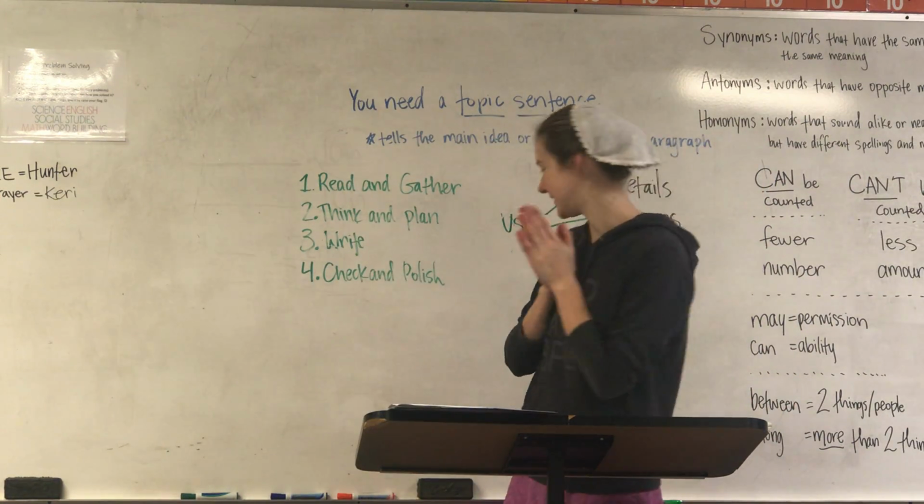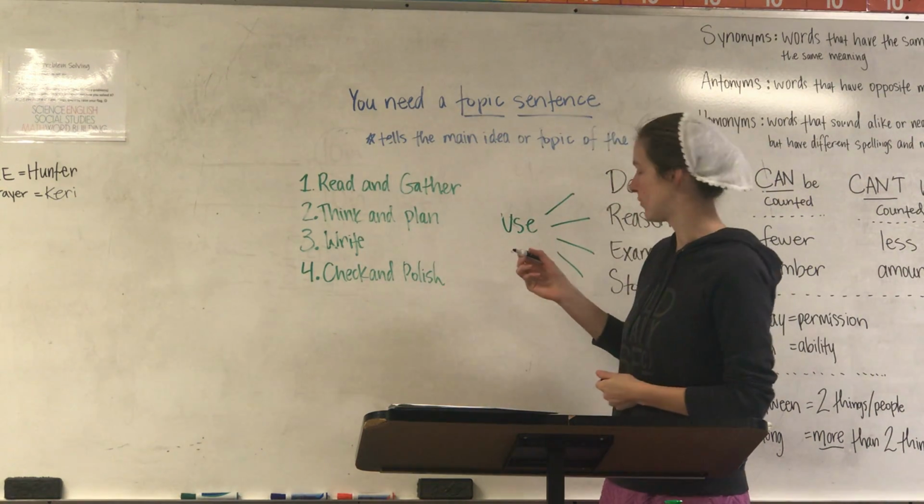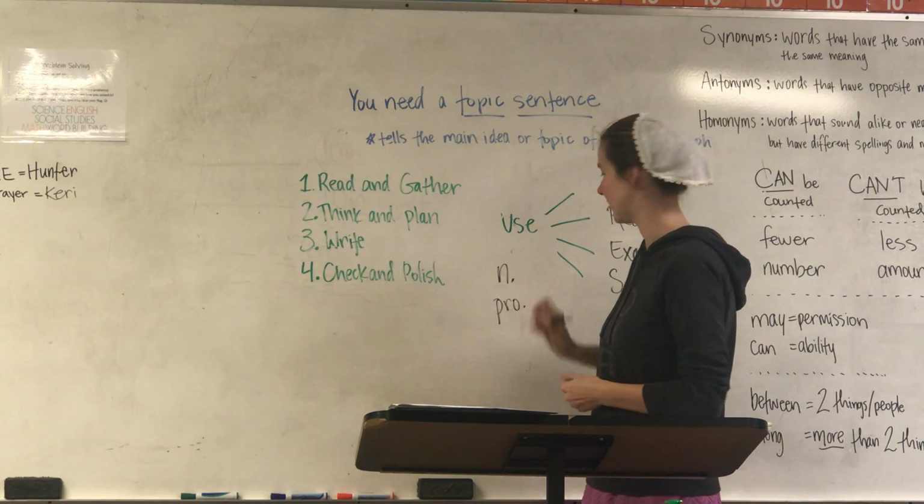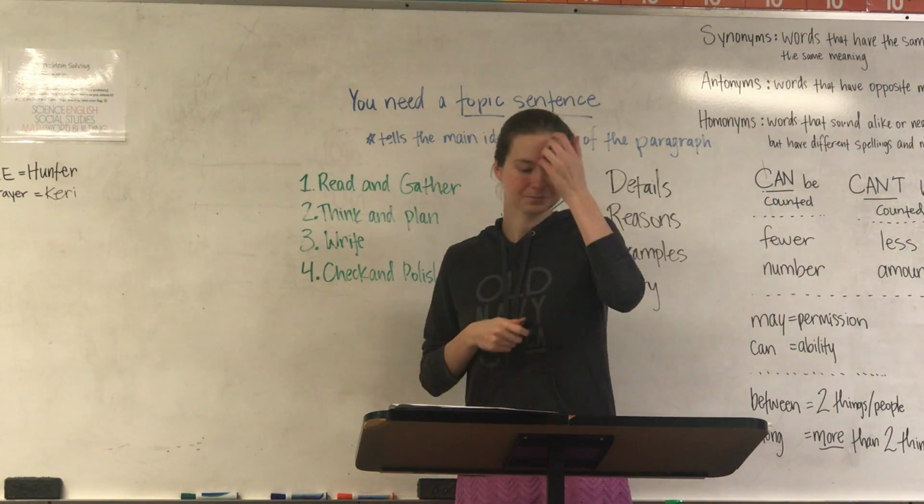For C, remember, you do not need to write the whole word. You can write like N or PRO. You don't need to write the whole word. You can write the abbreviation. Let's do the first 2 together.